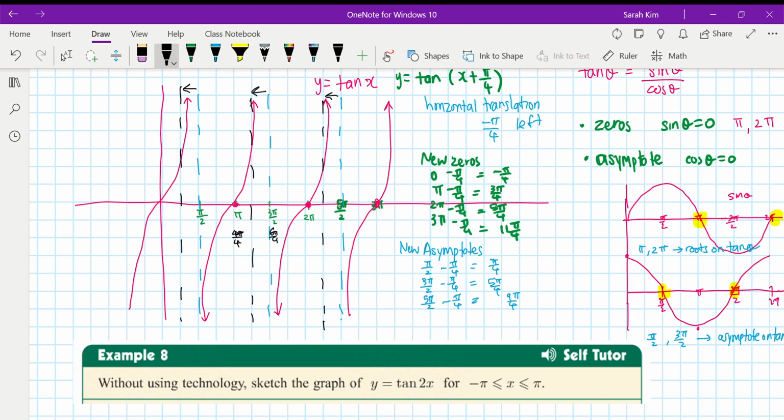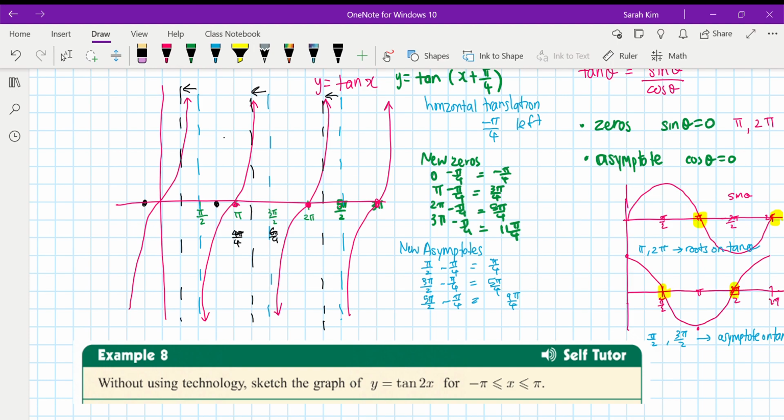I'll use black again for this one. So my new 0 is going to be negative pi over 4, so over here. My next 0 is going to be 3 pi over 4, which is over here. Next one is going to be 5 pi over 4, which was... Oh, that can't be right. Something's not right there. I can't have a 0 and an asymptote at the same place. Let's see where I went wrong.